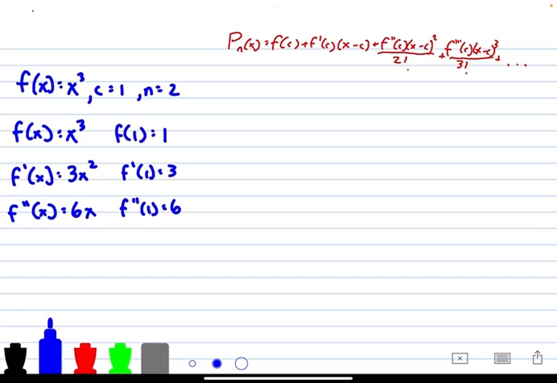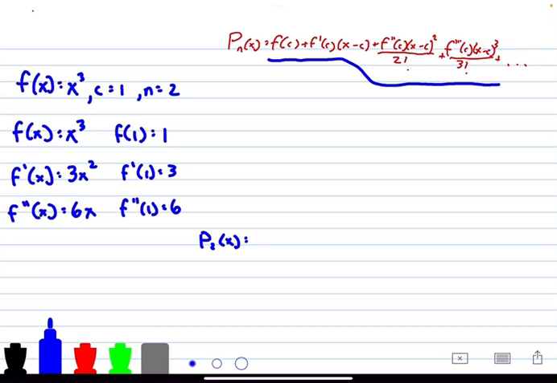Now we want to go directly into our formula. Remember, this is our formula. We're going up to n equals 2, so this is where we stop. So now, let's look back at our formula. So we will have p sub 2 of x.